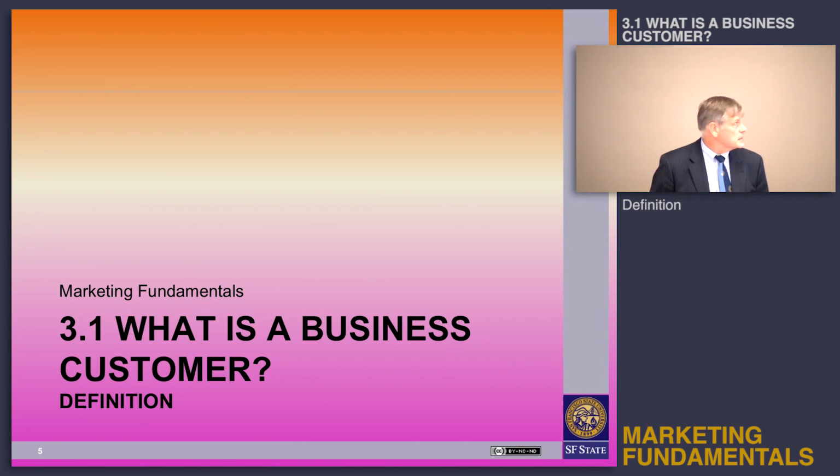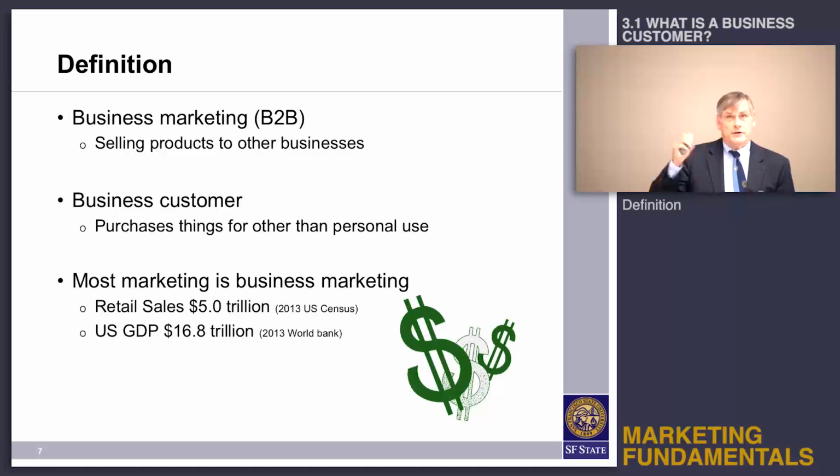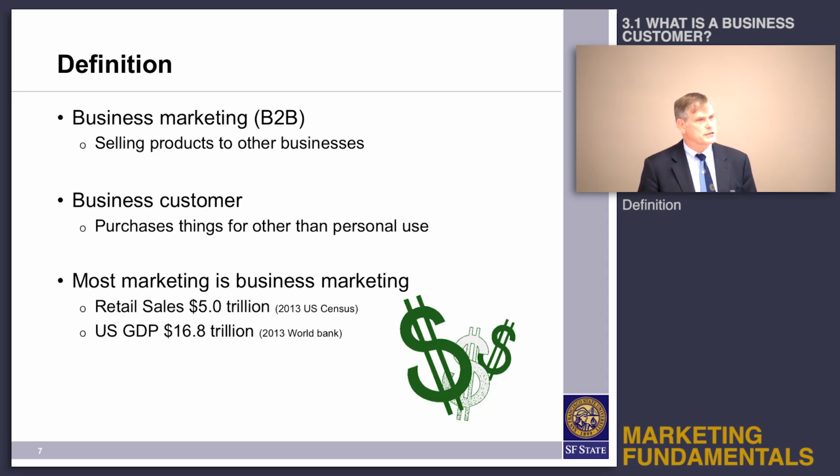We're going to talk about business customers, definition NAICS. Remember, we defined a customer as someone who sees the benefit in your product and has the ability to make the purchase. And then we made a distinction between a consumer, who is a customer who makes a purchase for personal use. And then we have business customers. So what would be a business customer?